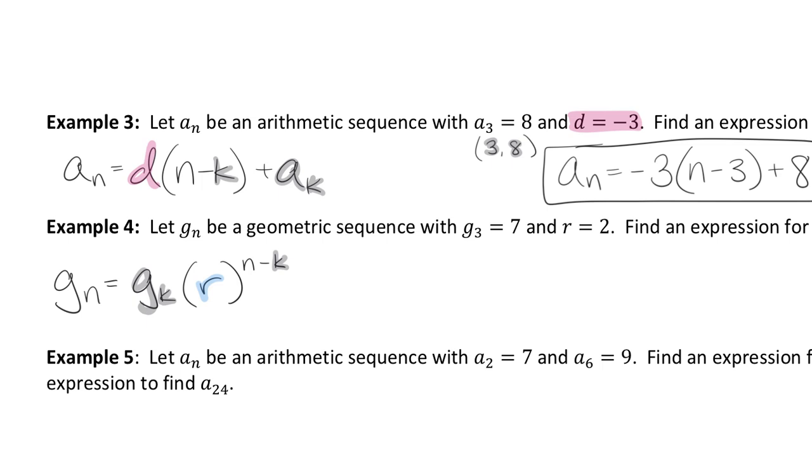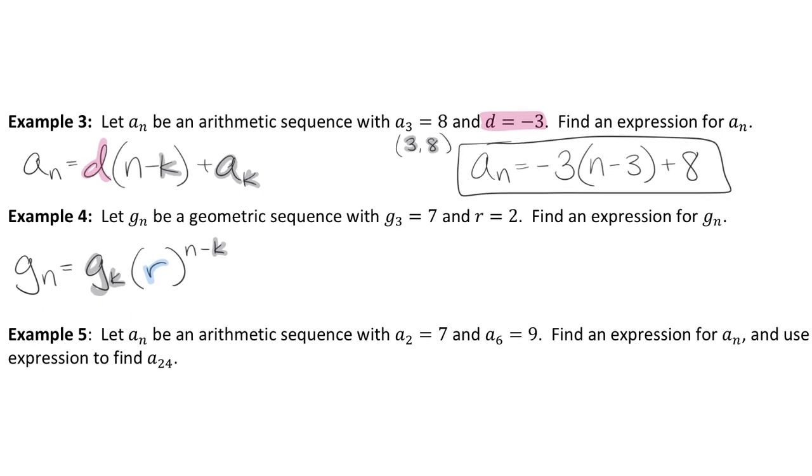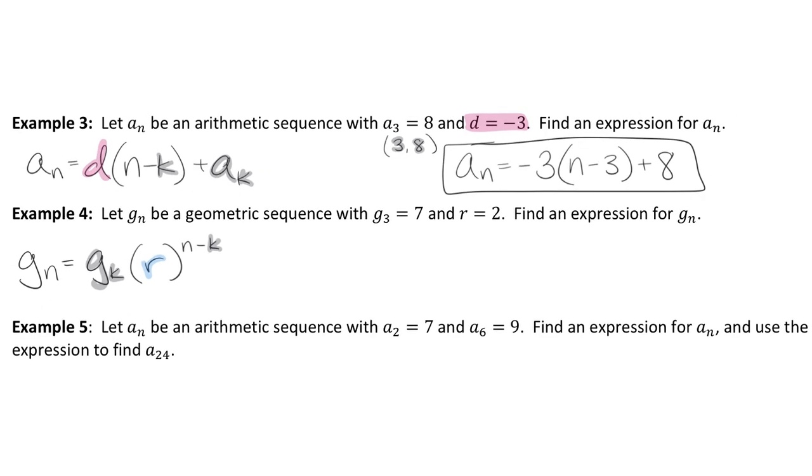We do. It says let g of n be a geometric sequence with g sub 3 equal to 7 and r equal to 2. Find an expression for g sub n. G sub 3 equal to 7 means that I have the coordinate point 3, 7. We plug in that coordinate point, we plug in the common ratio. Our geometric sequence can be written as 7 times 2 to the n minus 3.